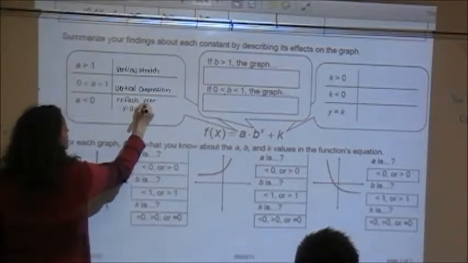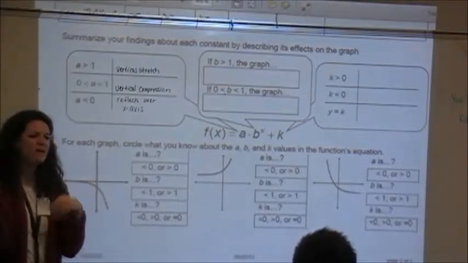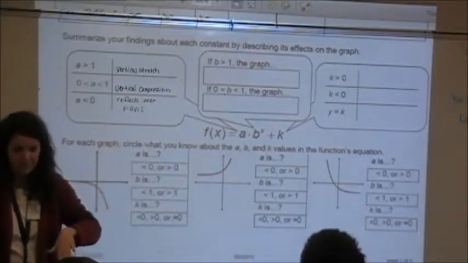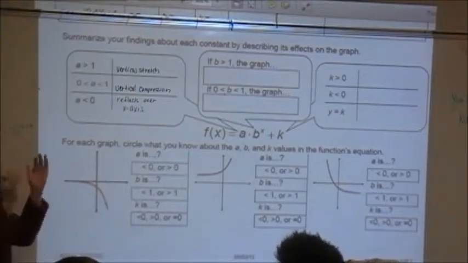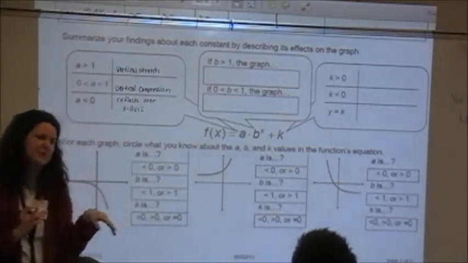If you'll think of those two things separately, it makes more sense because you could have negative 1/2 e to the x. And that means it's flipped and compressed. So if you'll think of it as, is it negative, then is it a fraction or a whole number? It makes it a little easier.